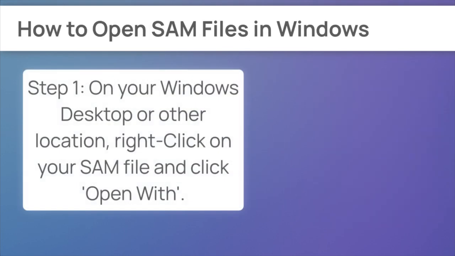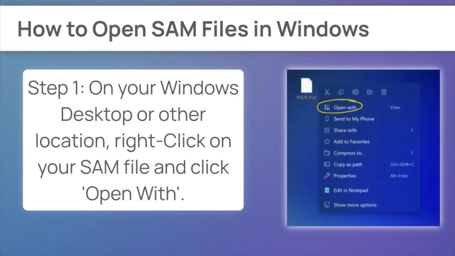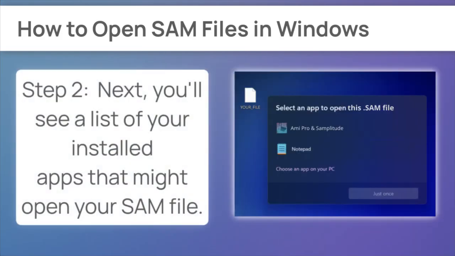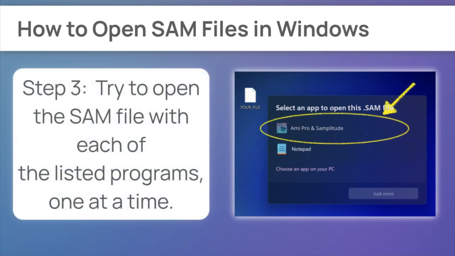Your first move is to identify the possible decoders. Right-click the SAM file and choose Open With. Use Ami Pro and Samplitude if it is installed. If it's missing, select another program. Testing is the fastest diagnostic method.